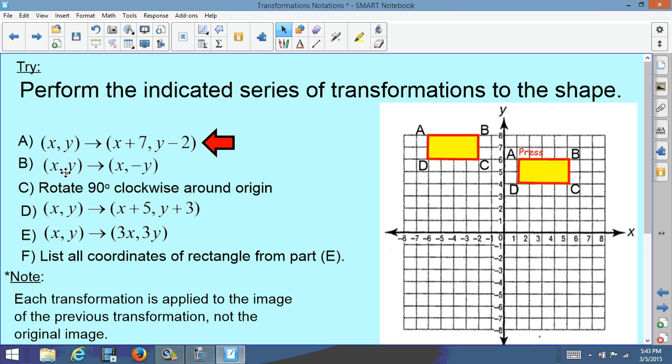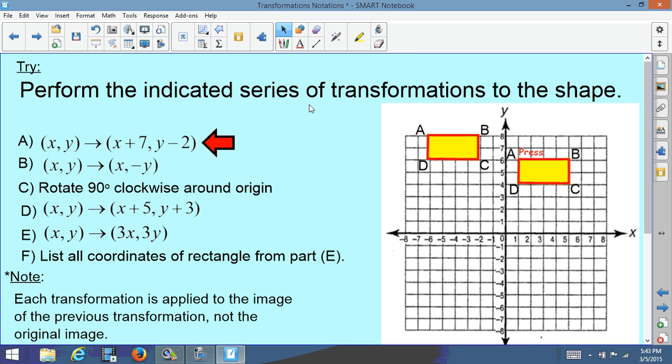It says for point xy, we're going to leave x alone and make y its opposite. So we're going to negate it. So whatever y is, we're going to make it its opposite. So let's take point D. Since point D is right here at 1, 4, so let's write that down.